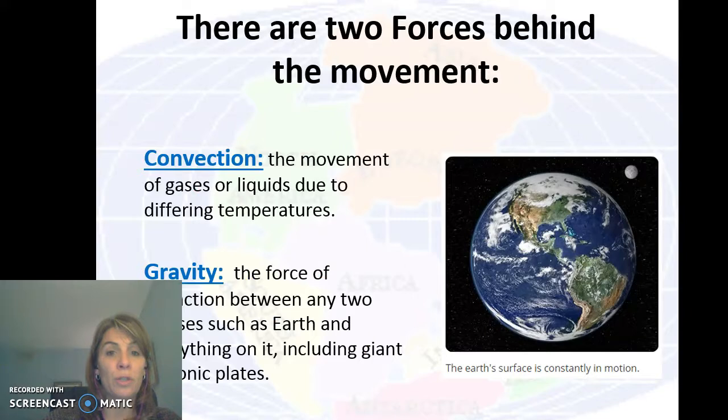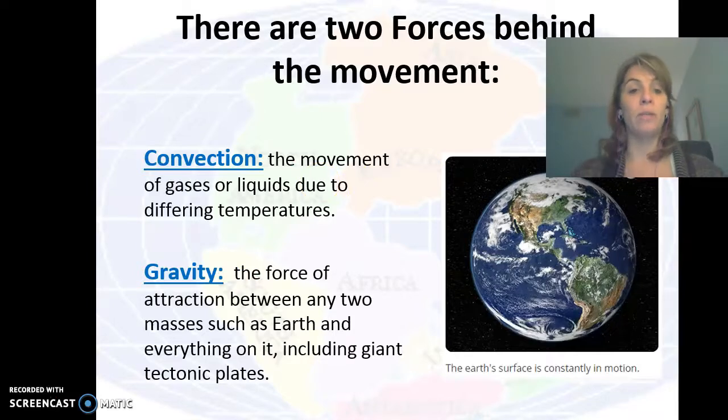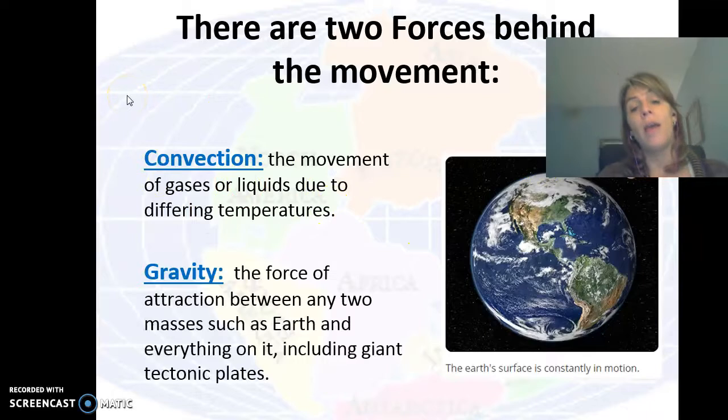Okay, there are 2 forces behind the movement. Where am I going to put my picture? Convection is the movement of gases or liquids due to differing temperatures. We talked about that briefly yesterday. And gravity is the force of attraction between any 2 masses, such as Earth and everything on it, including giant tectonic plates.